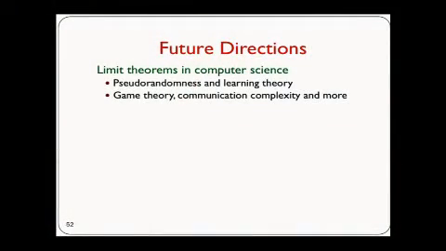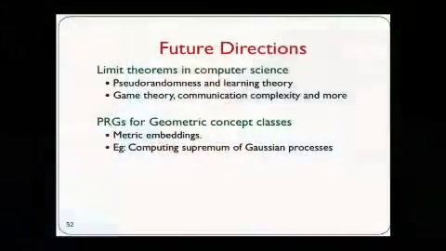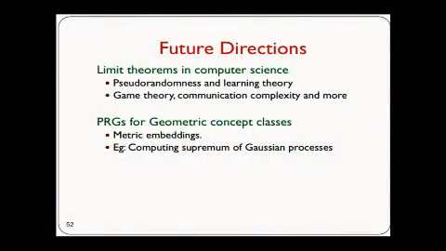And let me now conclude with some possible directions for future work. Much of my work involves the critical interplay of theorems from probability and computer science. In particular, it focused on pseudorandomness in learning theory. But I think there's great potential for using these techniques and this correspondence in other areas such as game theory, communication complexity, and other areas in theoretical computer science. And more concretely, you can ask for pseudorandom generators for geometric concept classes, classes such as halfspaces, polynomial threshold functions, and polytopes, which have a nice geometric interpretation.